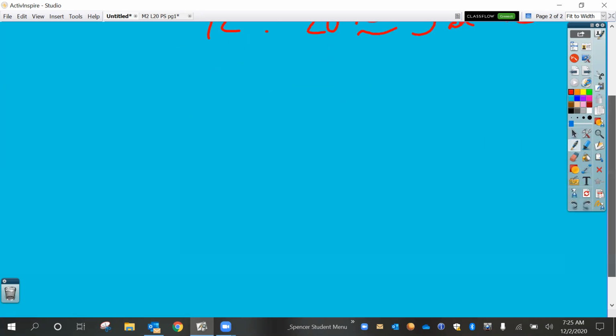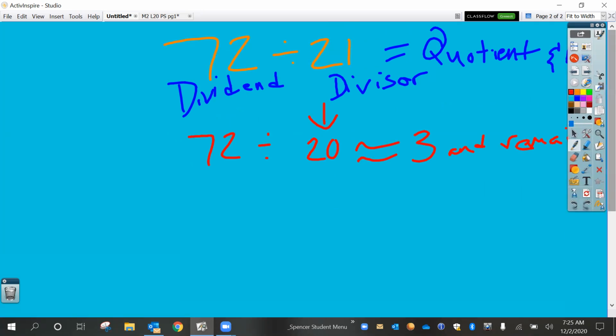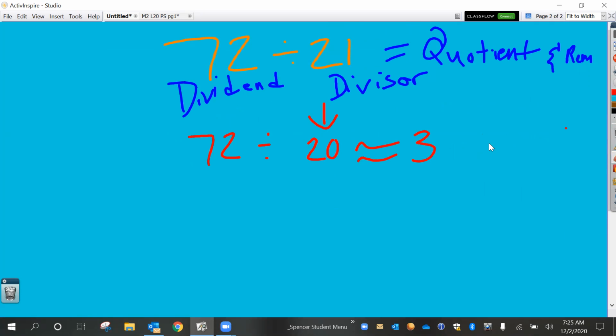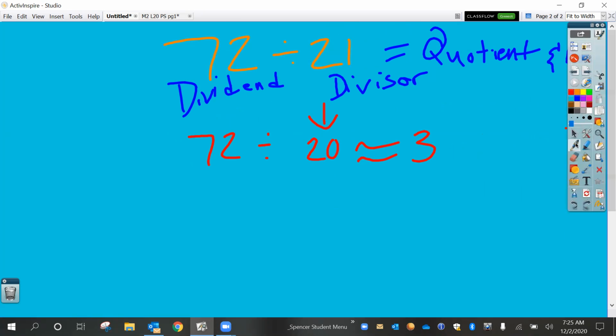Oh no. Oh, there it is. Whew. Mr. Briggs, I really don't need to say this right here, because by using the approximate symbol, you didn't need to show. We're saying 72 divided by 20 is about 3.